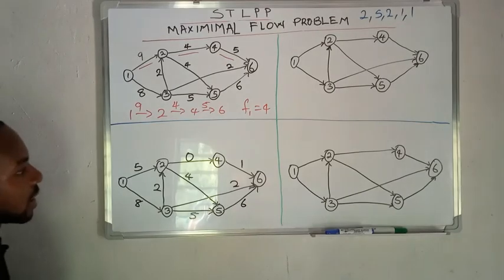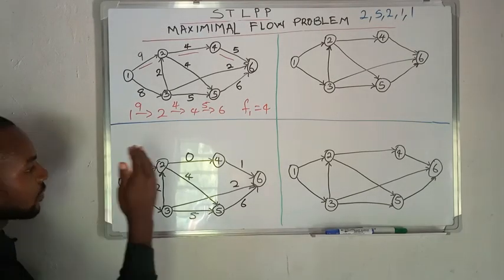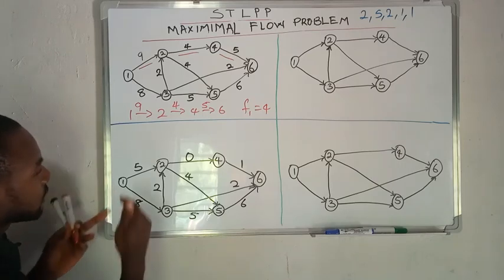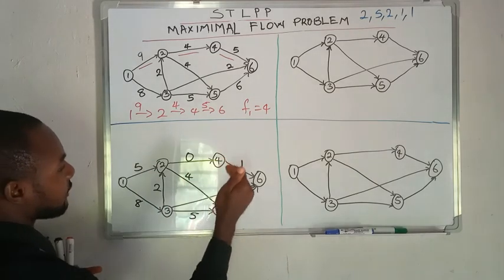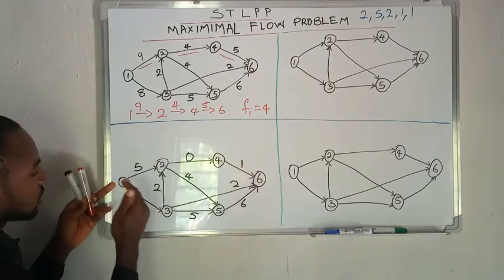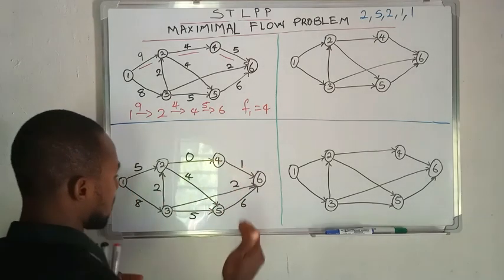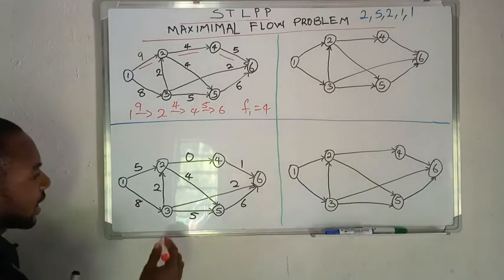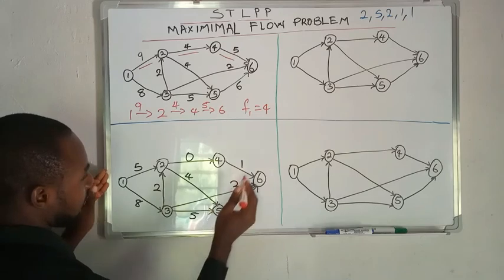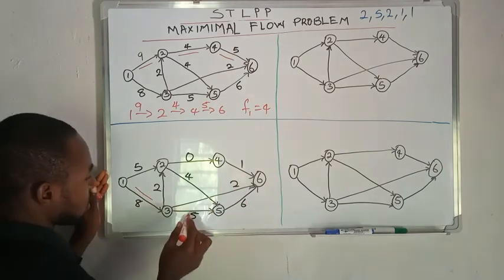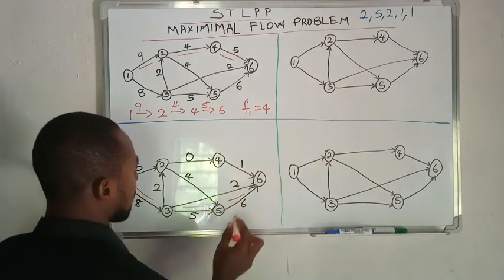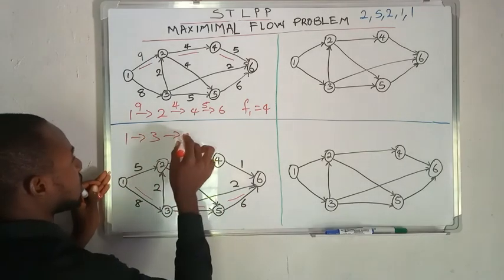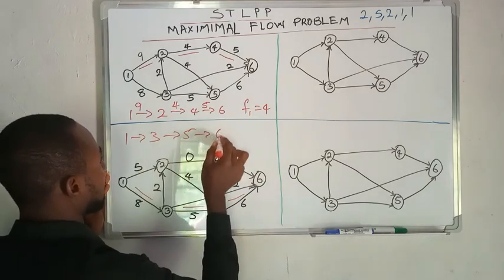And then we check which other routes we can go through. We can go from 1 to 2, 2 to 5, and 5 to 6, or we can decide to go from 1 to 3 and 3 to 6, whatever way we wish to go. So let's go from 1 to 3, and from 3 to 5, from 5 to 6. So if we decide to go this way, we'll have 1 to 3, 3 to 5, and from 5 to 6.